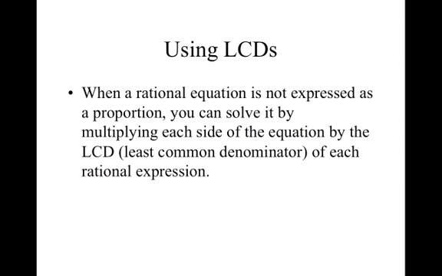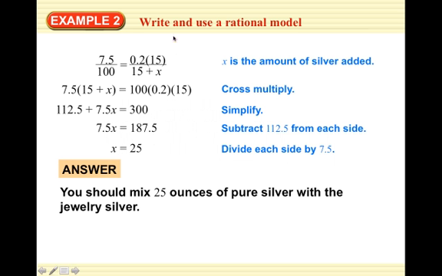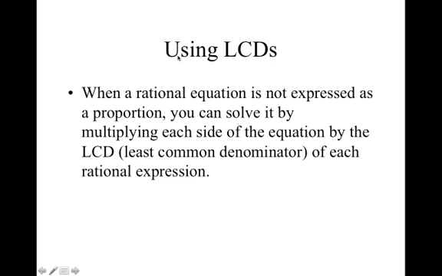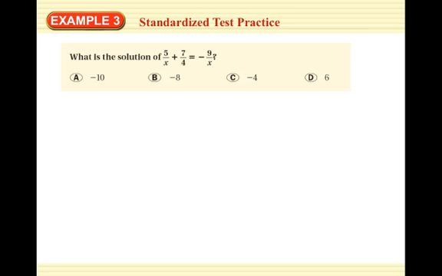All right. Now, if you don't have two rational expressions equal to each other, if we had something more than just what we had here. Remember here we had one rational expression equals another rational expression. What if you have two of them on one side? Or what if you have just something else going on? Then what you're going to do is you're going to use least common denominators. When a rational equation is not expressed as a proportion, you can solve it by multiplying each side of the equation by the LCD, least common denominator, of each rational expression.